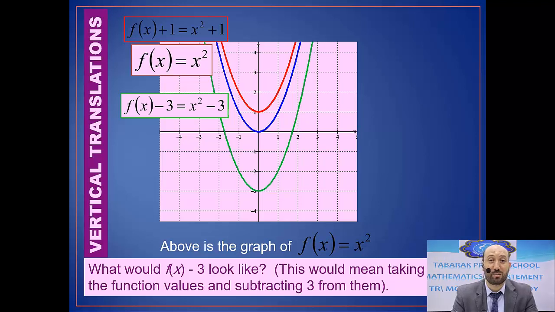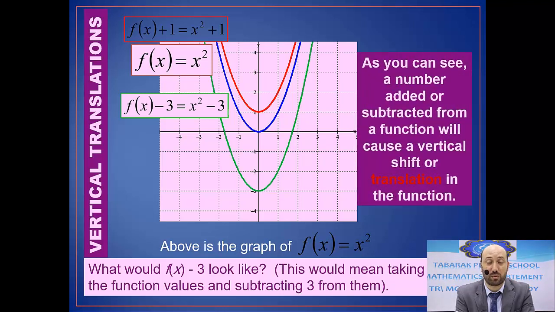So now what is the difference between the red and the green? The red we move 1 unit up, and the green we move 3 units down, because here we have negative 3. So as you can see here, a number added or subtracted from a function will cause a vertical shift or translation in the function.